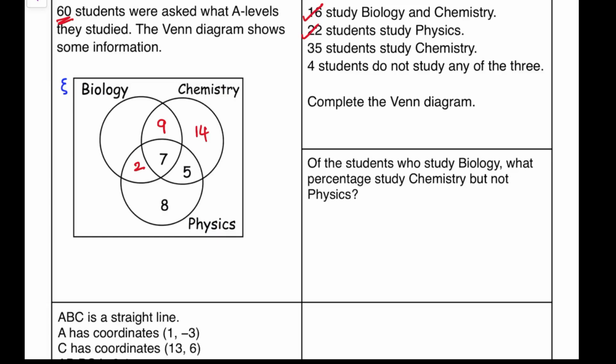And then it tells me here, in the next step, that 4 students do not study any of these 3. So it's 4 on the outside. And then to find out this one here, I need to add up all the numbers I've got so far and do 60 minus that number.